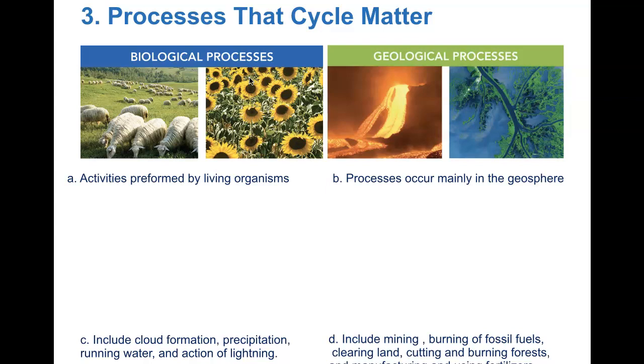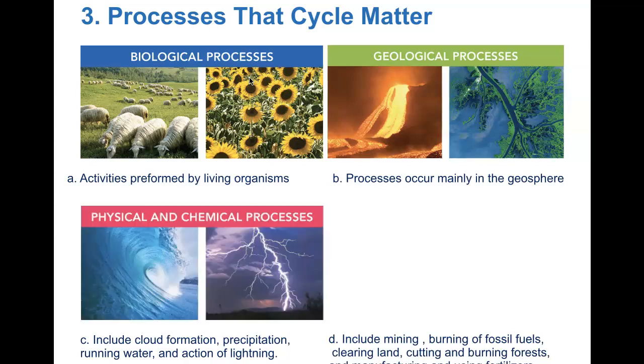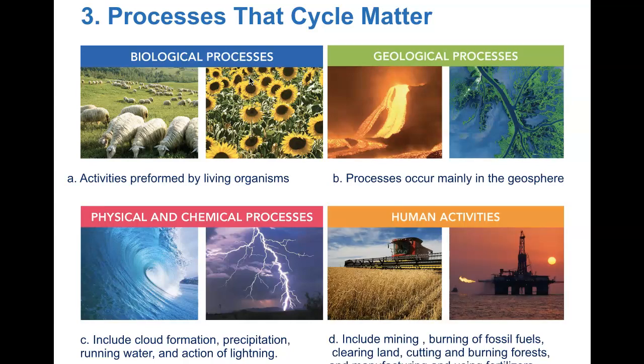Geological processes. These are processes that occur mainly in the geosphere, and they involve volcanic eruptions, formation and breaking of rock, and major movements of matter within and below Earth's surface. Physical and chemical processes. These include cloud formation, precipitation, running water, and action of lightning. These processes occur primarily in the hydrosphere, atmosphere, and geosphere, but also affect the biosphere.